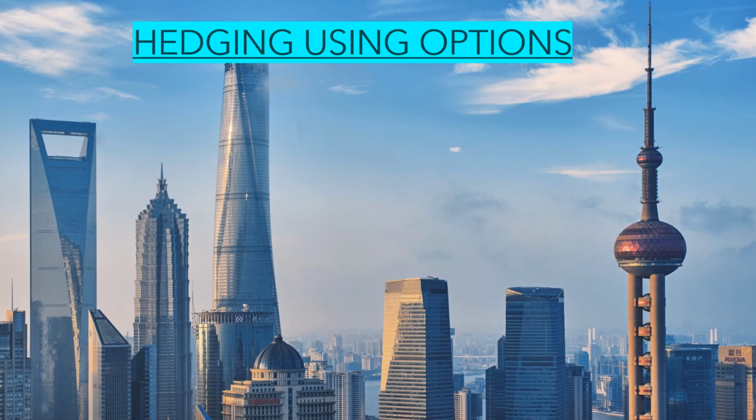To create an imperfect hedge, a trader who has opened a long position in a currency pair can buy put option contracts to reduce downside risk, while a trader who has opened a short position in a currency pair can buy call option contracts to reduce the upside risk.